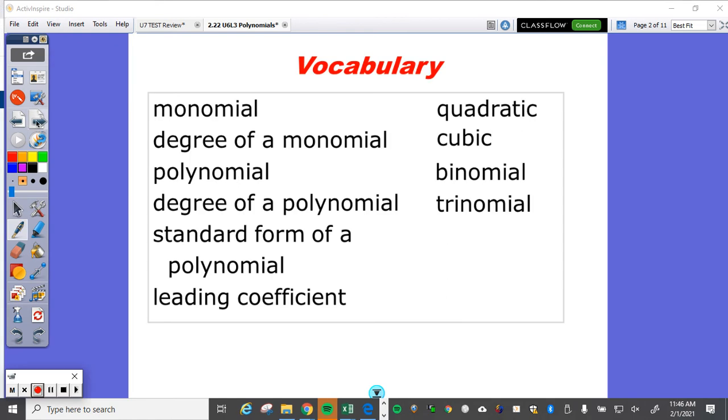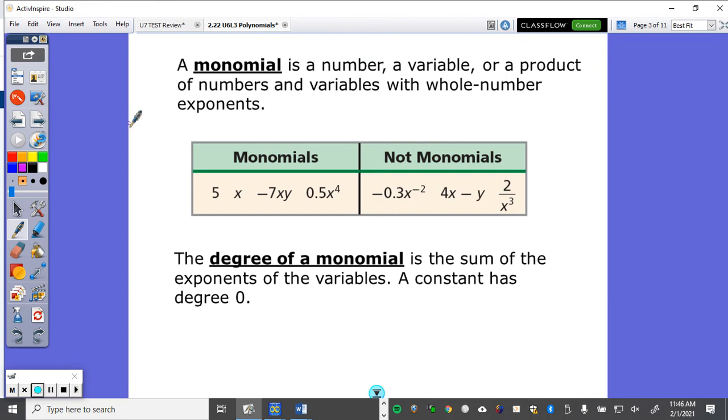When we go into polynomials, let's talk about monomials first. A monomial is just one term. That one term can be one number, one variable, or a bunch of numbers and variables slammed together. A monomial is not one that has a negative exponent. It's not two terms separated by an operator, or a fraction like this right here.